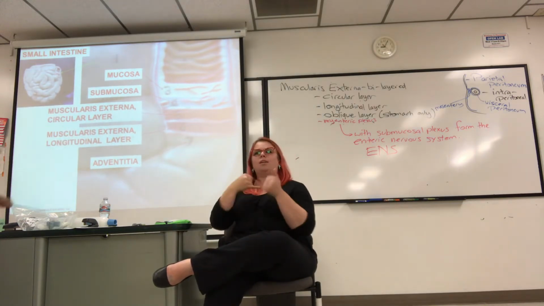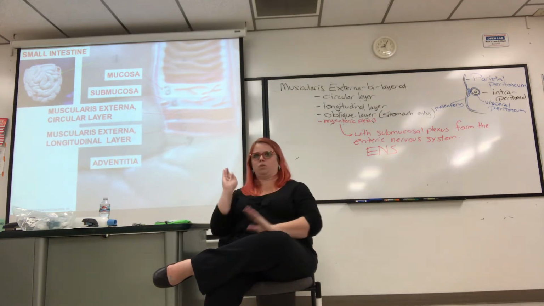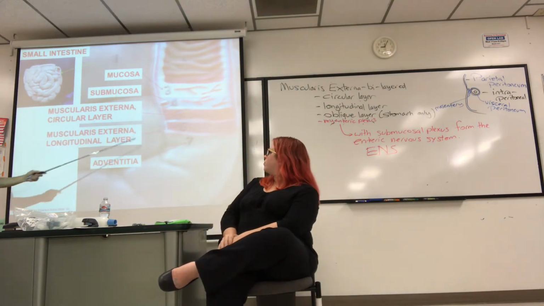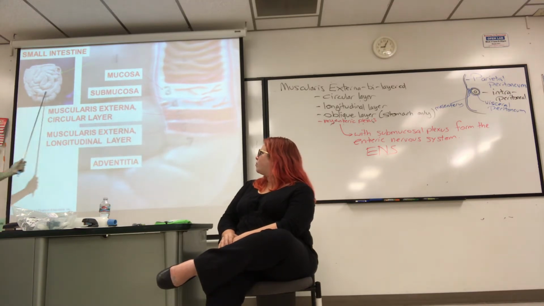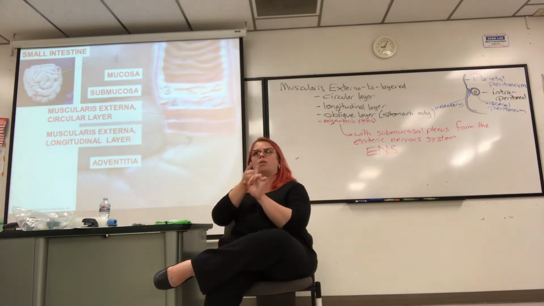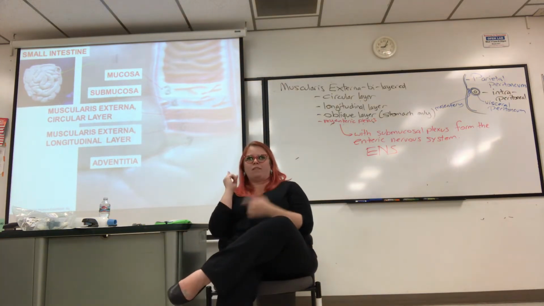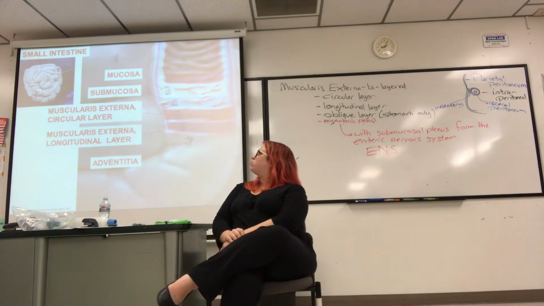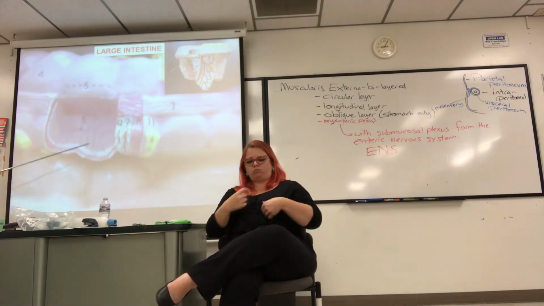I got a label for you here. Mucosa, submucosa, and the two layers of circular and longitudinal layers, and the serosa. And the color of the model is pretty accurate. It's kind of what it looks like in cadaver. There's another picture of the colon. They cut out the intestinal wall so we could see the layers.